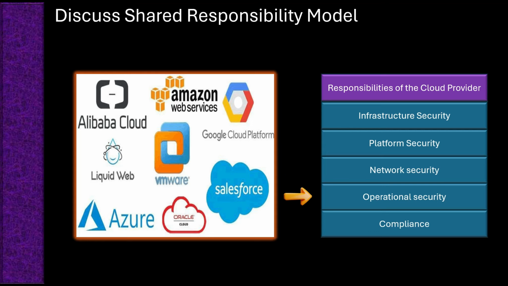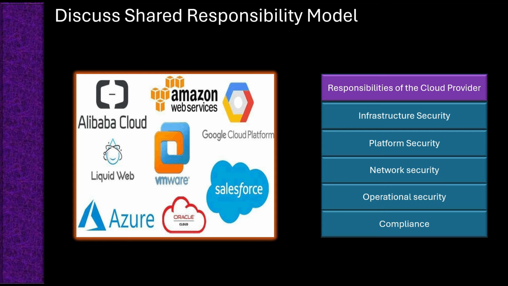For operational security, cloud providers ensure that the cloud environment is managed and operated securely on a day-to-day basis. Cloud providers regularly roll out updates to their platforms, such as security patches for hypervisors or operating systems. And for compliance, cloud providers adhere to industry standards, legal regulations, and best practices for data security and privacy. AWS or Microsoft Azure publishes compliance reports and certifications so businesses can trust that the underlying cloud meets regulatory requirements.